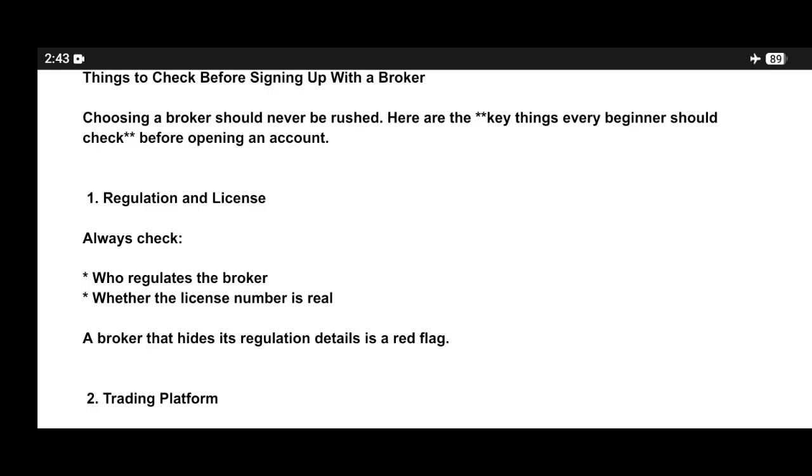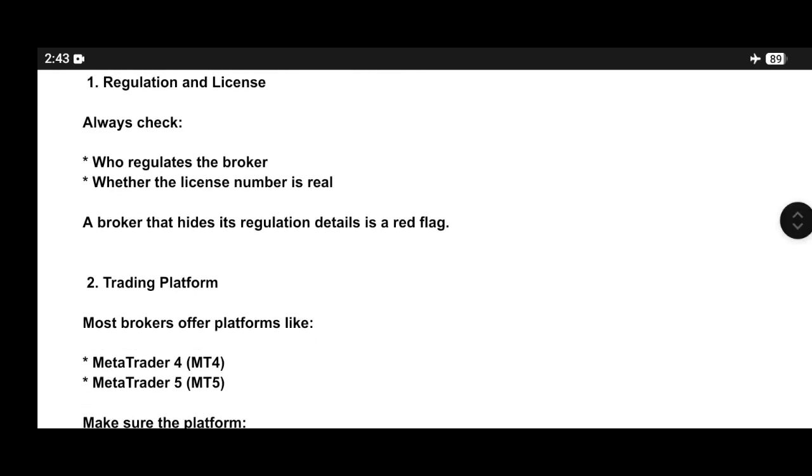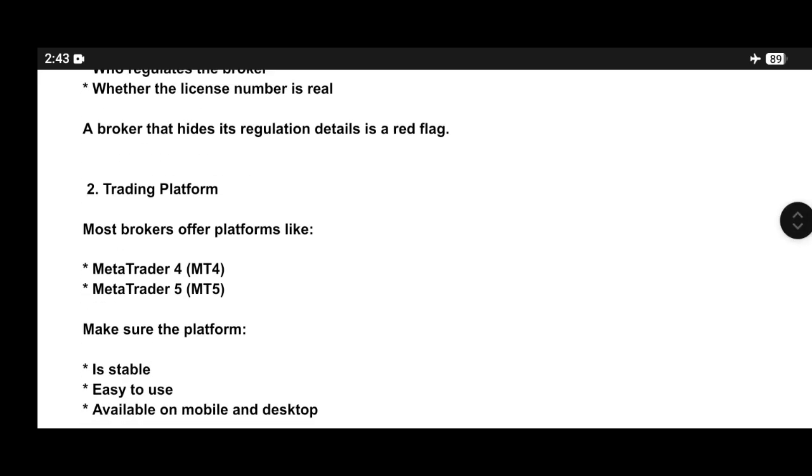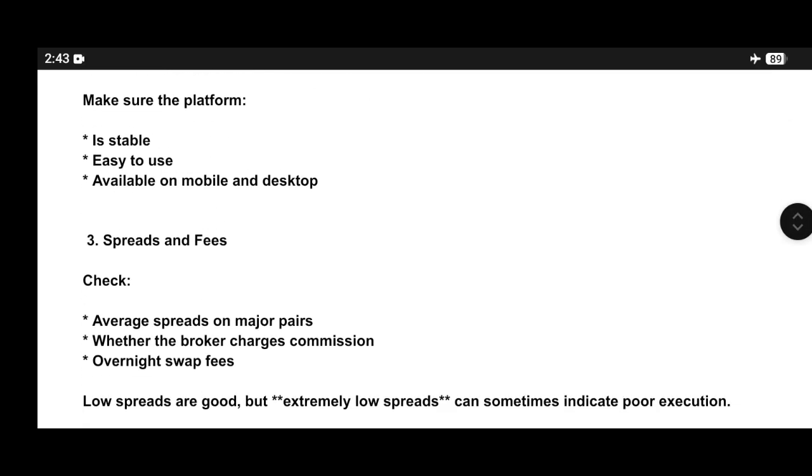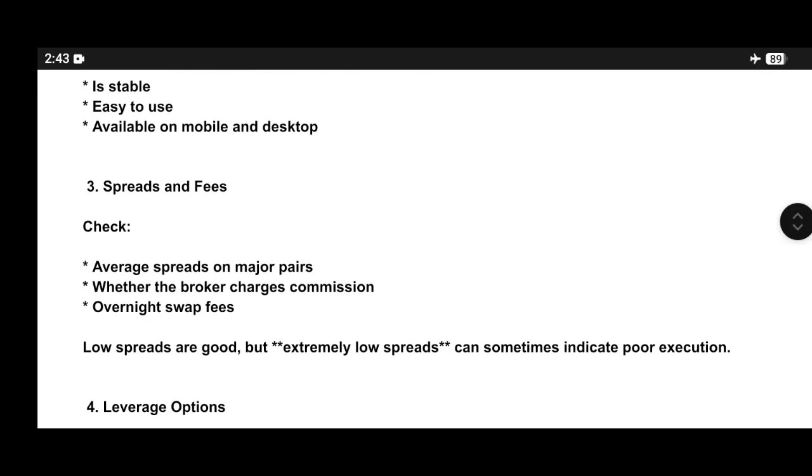Know this. Number two, trading platform. Most brokers offer platforms like MetaTrader 4 or MetaTrader 5. Make sure that the platform is stable. Make sure that the platform is easy to use, and make sure it is available on mobile phone and on desktop. Do you understand? Then number three is spread and fees.